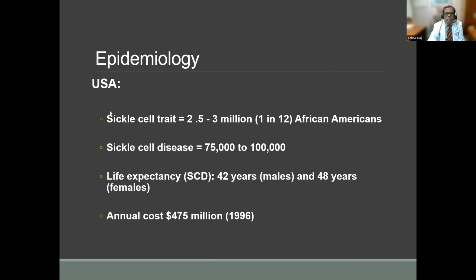Now, the epidemiology of sickle cell disease, as I mentioned, the sickle cell trait and the disease. But what is important for us to note is the life expectancy. We have made some progress, but really not a whole lot of progress. As of the last decade, the life expectancy for a male with sickle cell disease was still about 42 years, and for females about 48 years. And the annual cost, almost 2 decades ago, was supposed to be $475 million for taking care of patients with sickle cell disease in the country.